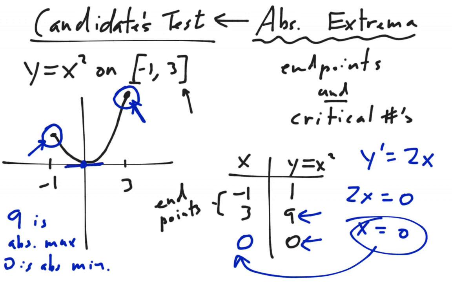This is where we have our horizontal tangent line. That's why we used it, because it's a critical number, because its derivative is 0. And then we plugged that in, got 0, and that is our absolute minimum.